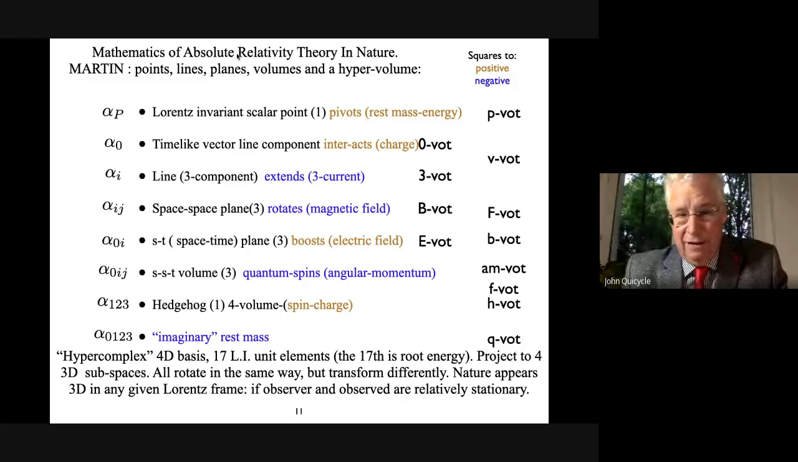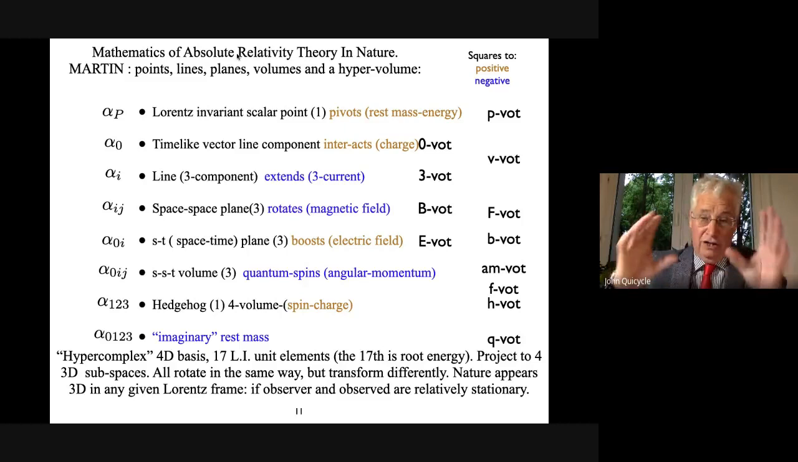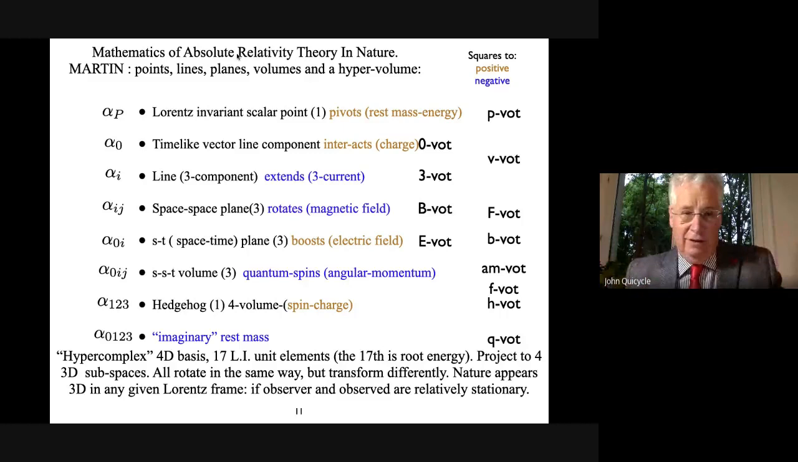Angular momenta have three indices. That's a momentum which also goes round and round in circles, so that's fundamentally a volume effect. Space-time volume, space-space-time volume. There's something that acts like a source of angular momentum, which we call the hedgehog, which has an SU2 symmetry. It can be either inward or outward. It can either be up or down, spin.